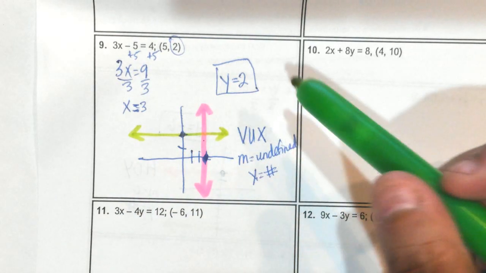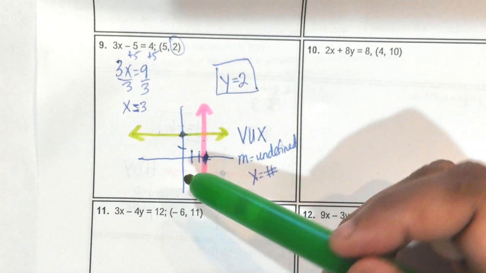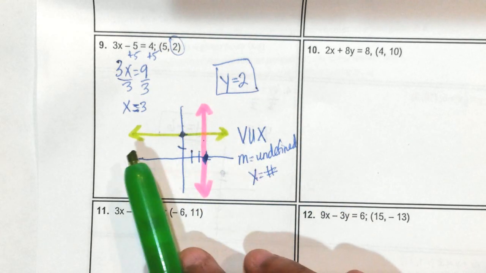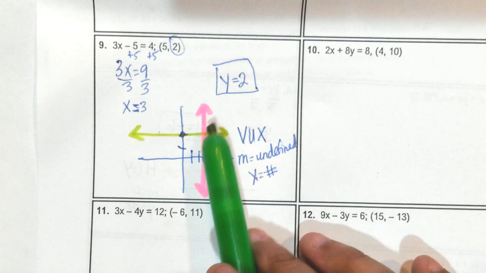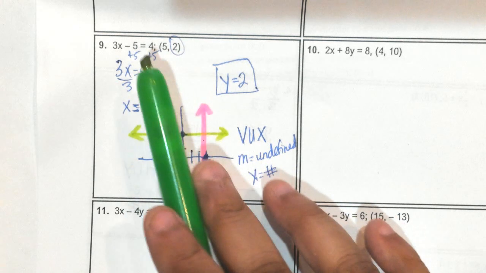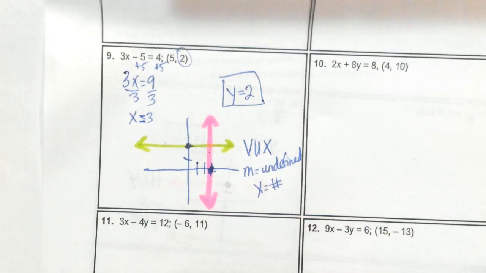They don't want another parallel line. If they wanted a parallel, it would be x equals 5. But they wanted a perpendicular line to my vertical line. So that's horizontal, and that's y equals 2. Why? Because this point right here, x, y, this is my x, this is my y.